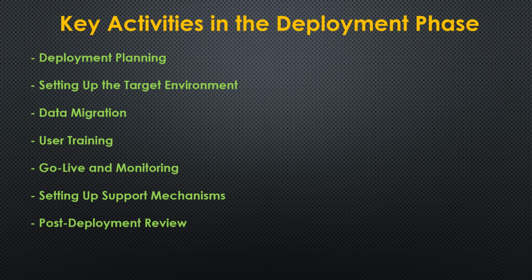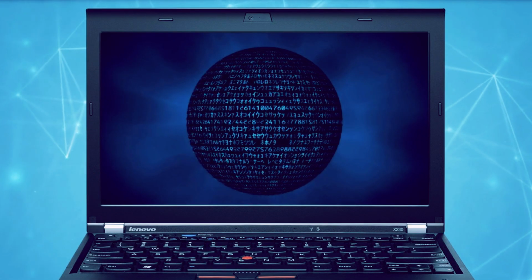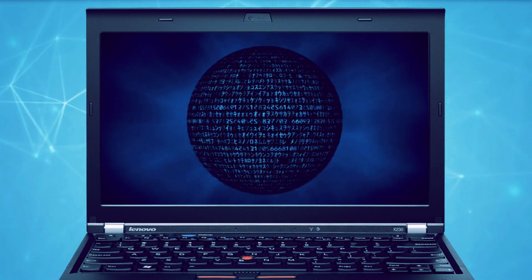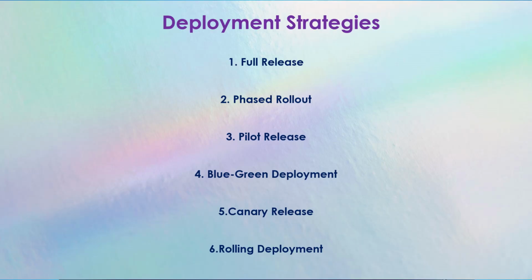Support mechanisms like a help desk and incident management are set up to handle user queries and plan for regular updates. Finally, a post-deployment review is conducted to assess the deployment process, analyze any encountered issues, gather feedback, and update documentation as needed for future reference and improvement. Deployment strategies. These strategies help organizations manage risks, gather feedback, and ensure a smoother transition during the software release process.